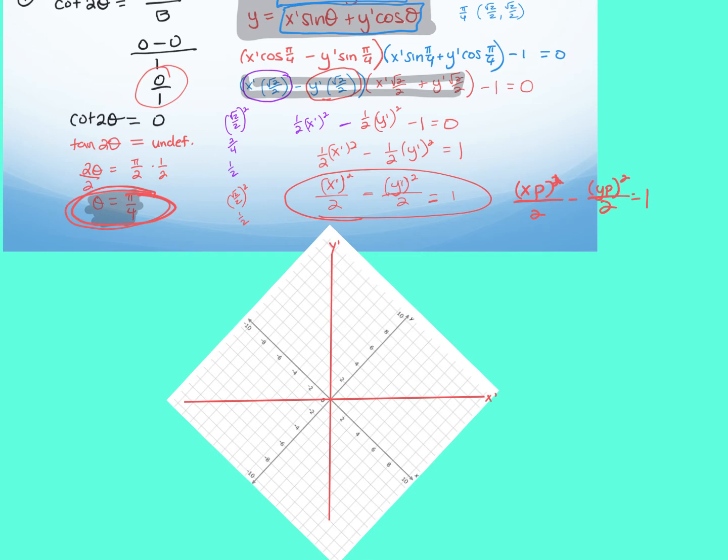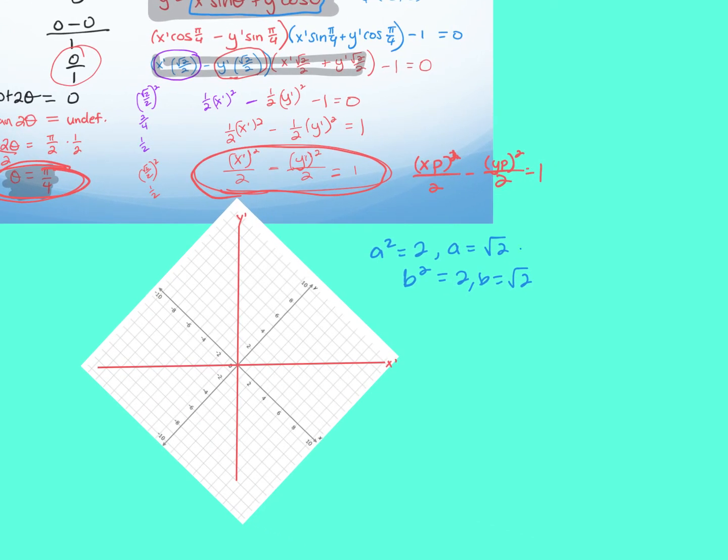Now I'm gonna actually graph my hyperbola on this red axis, not the original one. So tell me what you know about this hyperbola. A squared and b squared are both 2. So a is the square root of 2 and b is the square root of 2, which is like a 1.4, not even 1.3 probably, but we don't have to get that exact.